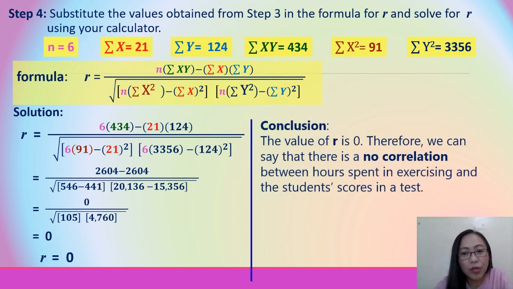Therefore, for our conclusion, the value of r is 0. Therefore, we can say that there is no correlation between hours spent in exercising and the students' scores in a test.